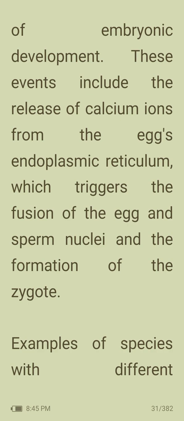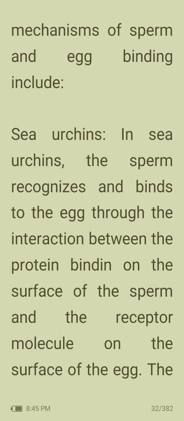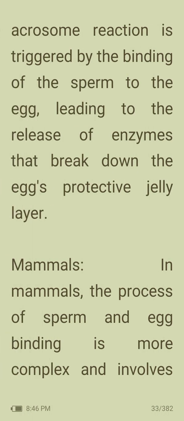Next, examples of species with different mechanisms of sperm and egg binding include sea urchin. In sea urchin, the sperm recognizes and binds to the egg through the interaction between the protein binding on the surface of the sperm and the receptor molecule on the surface of the egg. The acrosome reaction is triggered by the binding of the sperm to the egg, leading to the release of enzymes that break down the egg's protective jelly layer.